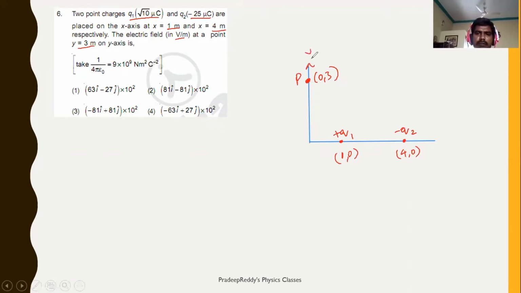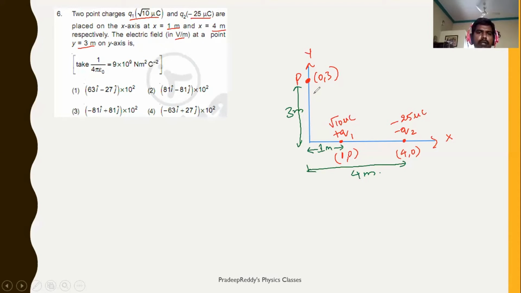Now this is the y-axis, this is the x-axis. You are being given 2 point charges. Q1 has magnitude root 10 microcoulomb and Q2 is minus 25 microcoulomb. These are placed at a distance of 1 meter, this length. This is 1 meter given and this length is 4 meter given. Now you should find out the electric field at this point, which is at a distance of 3 meter on the y-axis. So on the y-axis it is this point P.